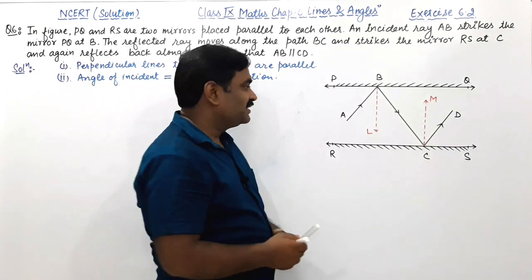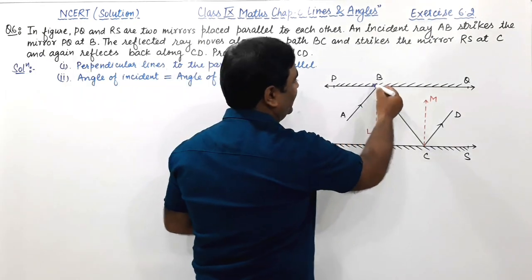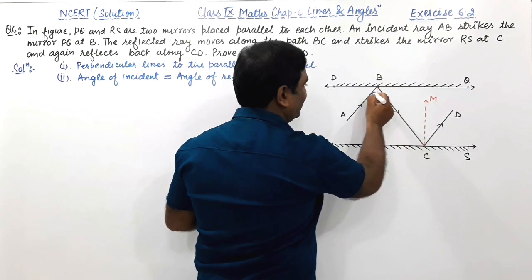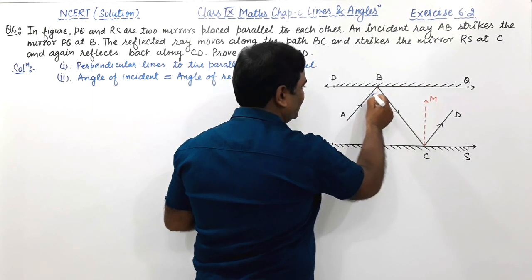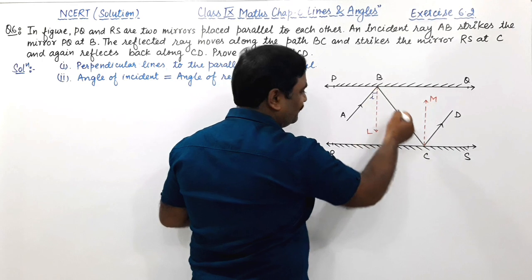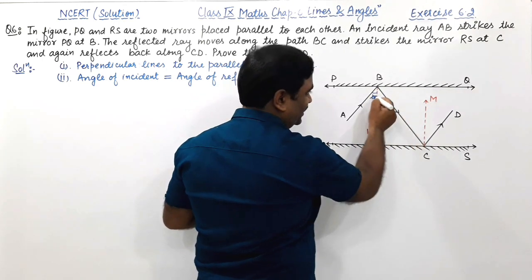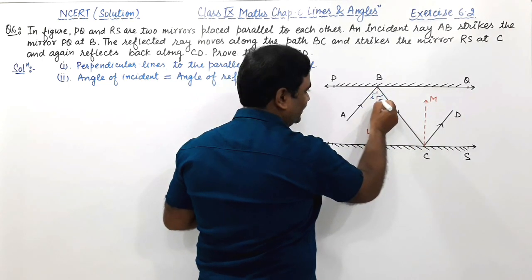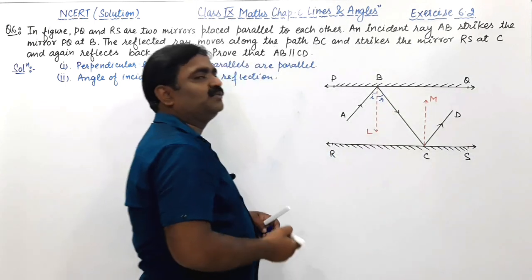Angle of incidence: suppose this ray is the incident ray to the mirror PQ. So this angle is the angle of incidence. And it gets reflected along the path BC, so this angle is the angle of reflection. Both the angles are equal to each other.